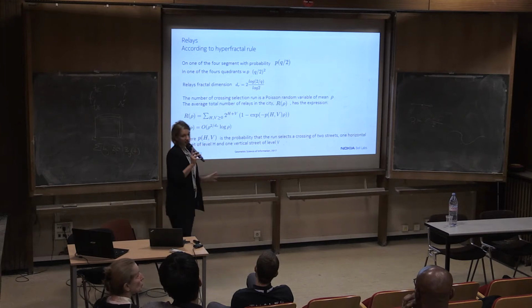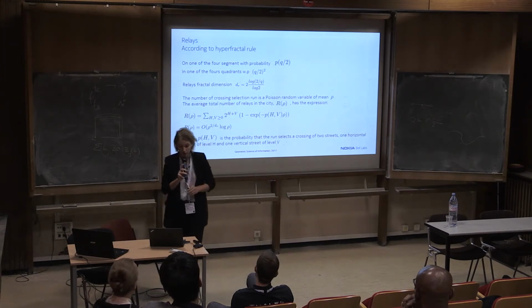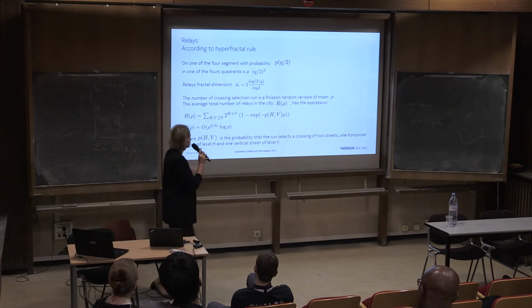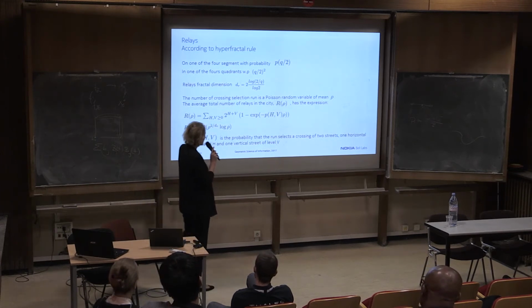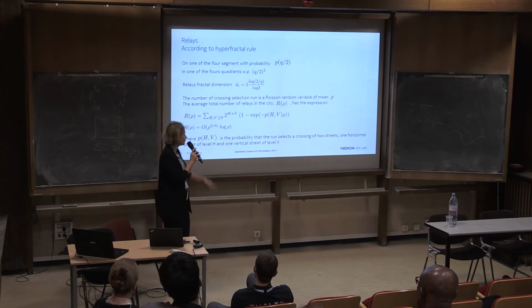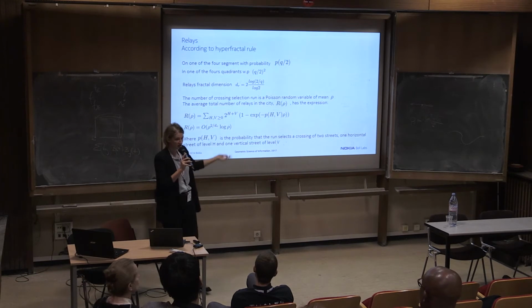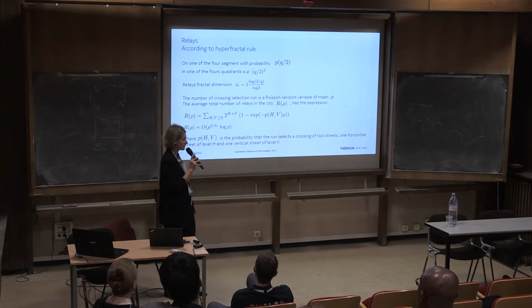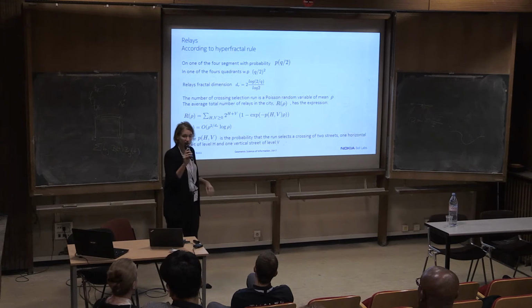Furthermore, we can consider that the number of crossing selection runs is a Poisson process with a random variable of mean rho. And we're going to denote by P of H of V, just as an example, the probability that the run selects a crossing of a horizontal street, denoted by H, and a vertical one with the level V.